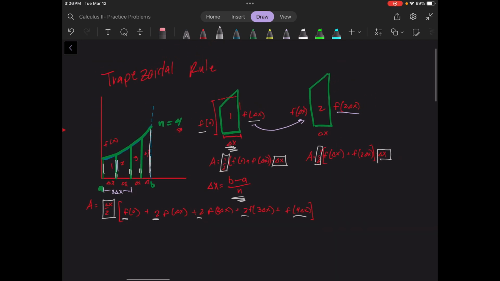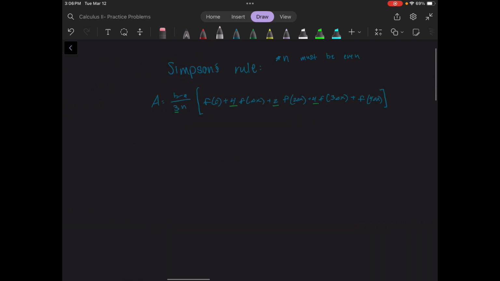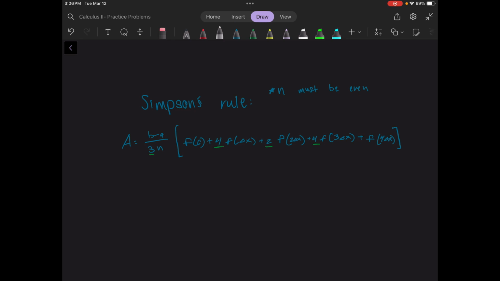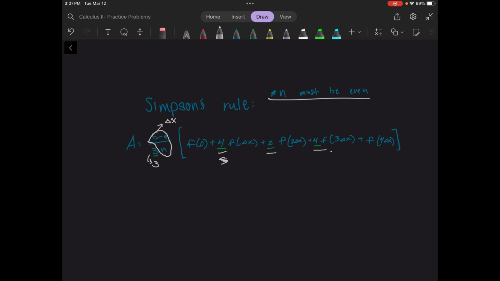For Simpson's rule, we do something very similar. It's the same thing, right? We have this b minus a over n, which we're calling delta x. That's the width of any trapezoid. And instead of a 2 out front, it turns to a 3. And instead of a 2, 2, and 2 for however many n's you have, it alternates between 4, 2, and 4, and n must be even so that the terms between the first and last will always start and end with a 4.